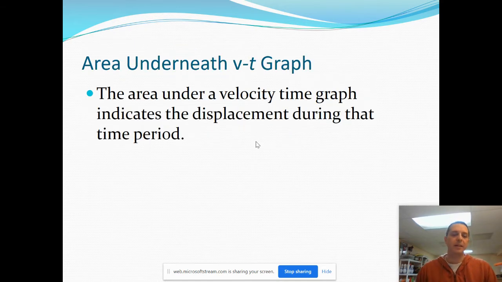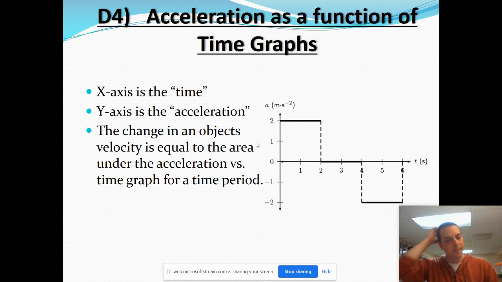The final part of a velocity as a function of time graph is the area under the graph. If we have a particular velocity for a period of time, we could always find the position of an object, because velocity times time will give us the displacement of the object. If we take the area under a velocity as a function of time graph, we end up getting the displacement for any particular time period in which we take the velocity for.